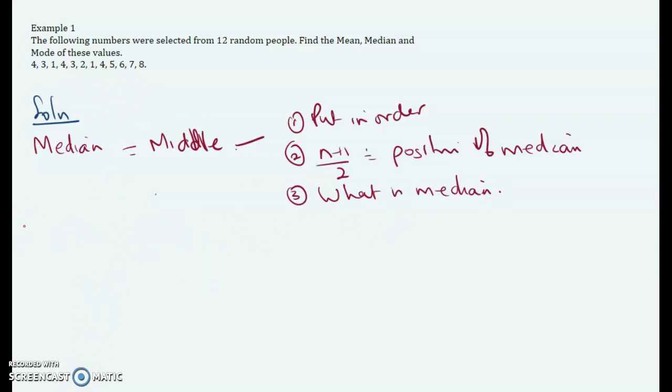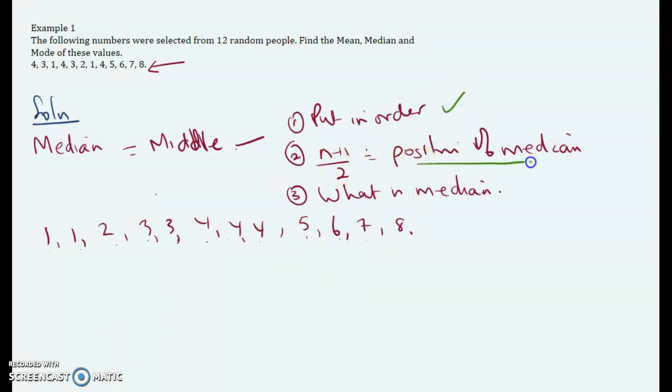In step 1 now, which is to put in order, as you can see, these values here are not in order, right? So we need to put it in ascending order from smallest to biggest. So I'll get 1, 1, 2, 3, 3, etc. All of this, right? So let me just double check, 1, 2, 3. So this step is done. Now to work out the position of the median, I have to use this formula, n plus 1 on 2, where n is the number of numbers, will be 12 plus 1 on 2, 13 on 2, which will give me 6.5.